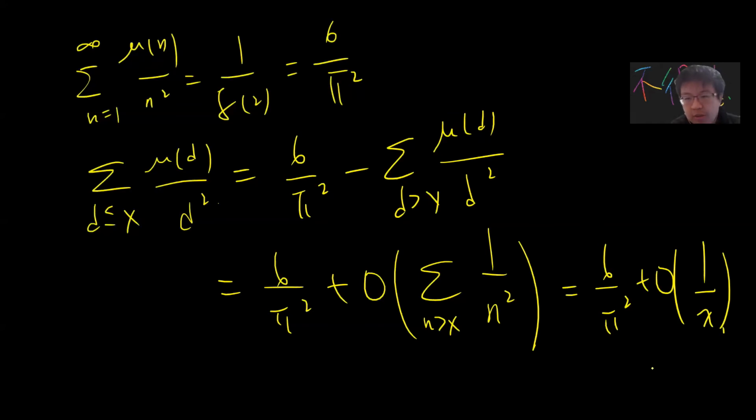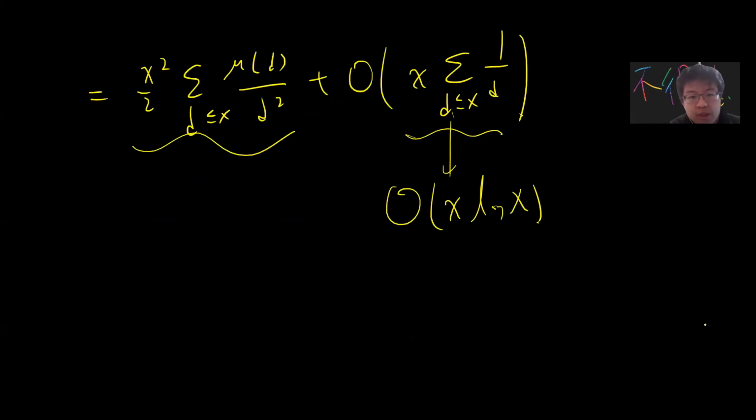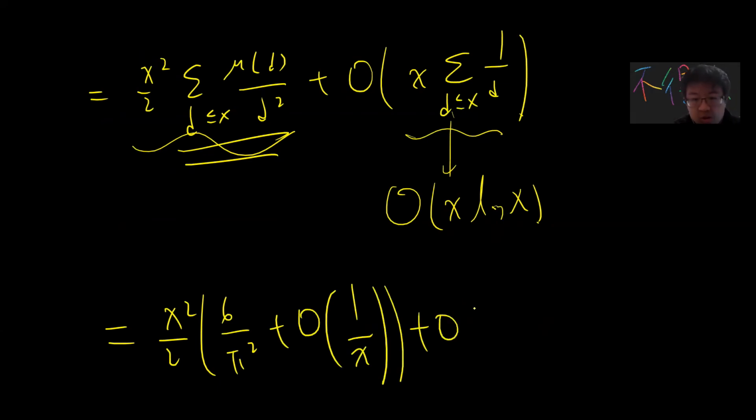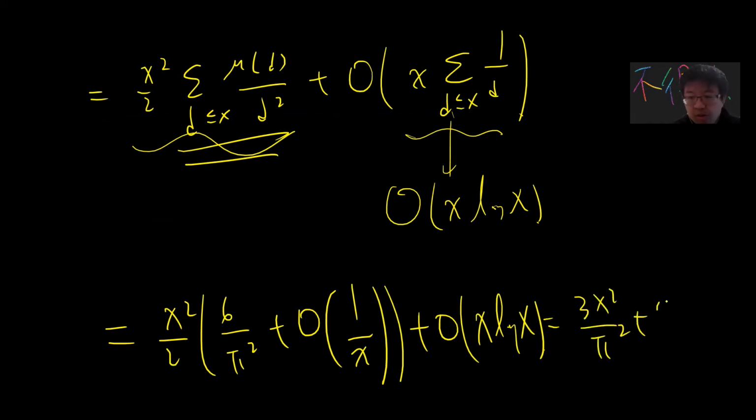Then once you get this, you can plug it back into these terms. So you get half of x squared times 6 over pi squared plus O of 1 over x, plus O of x log x. Okay, you get 3 x squared divided by pi squared plus O of x log x. Okay, so this is the common result of this.